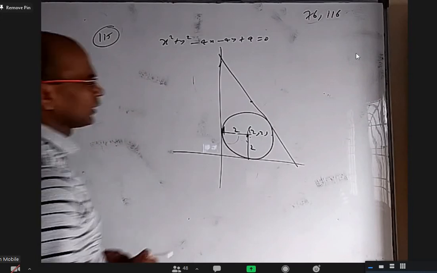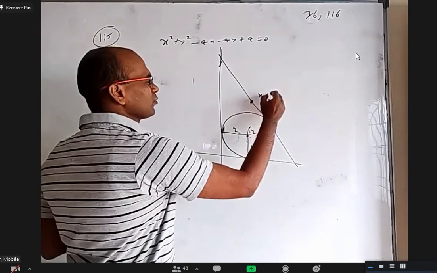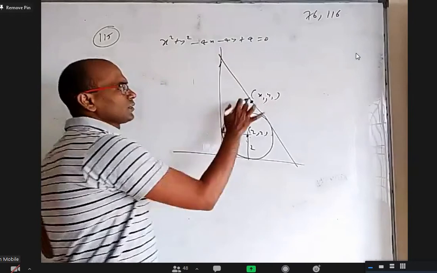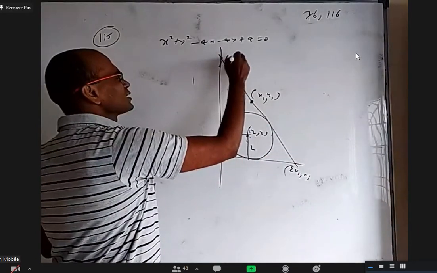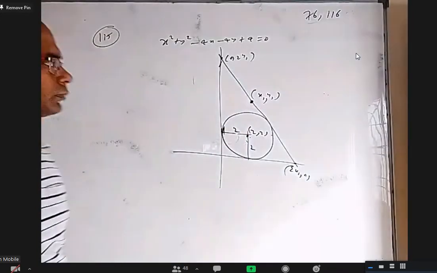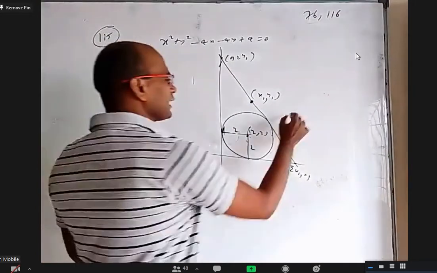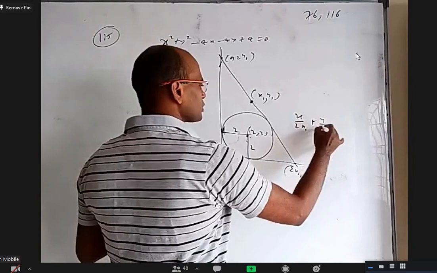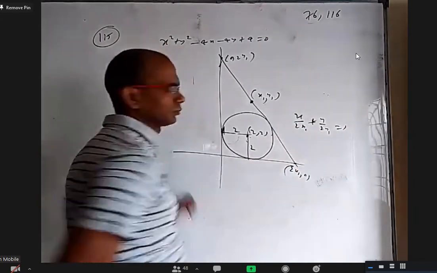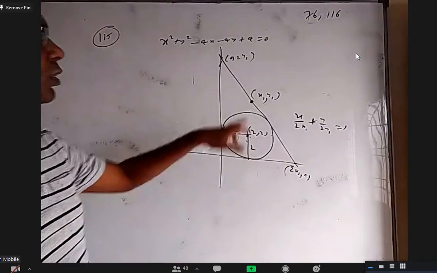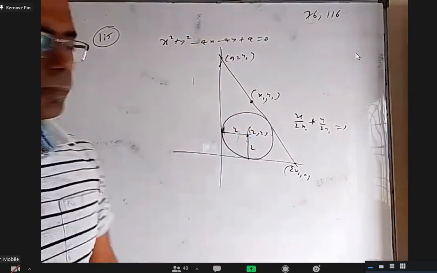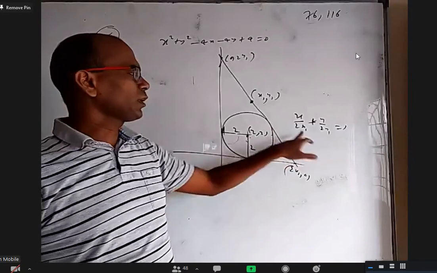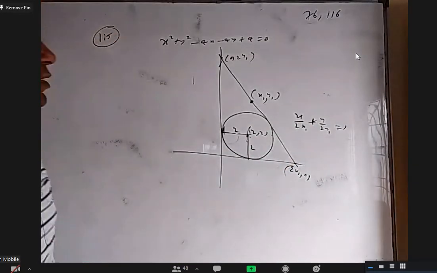Take this midpoint as x1, y1. If this is x1, y1, obviously this is 2x1 comma 0, and this is 0 comma 2y1. Then what is the equation of this line? x by 2x1 plus y by 2y1 equal to 1. Indirectly, the question is to find the locus of midpoints of the lines which are tangent to this circle. Now from the center, the perpendicular distance to this should be equal to the radius.